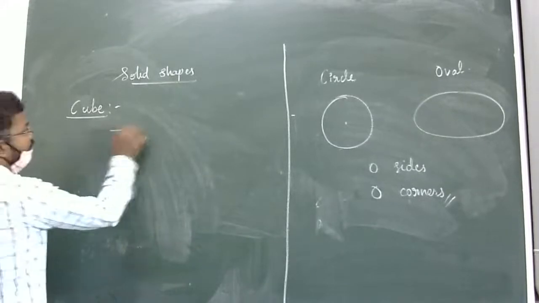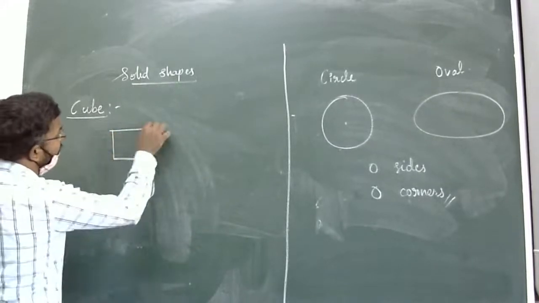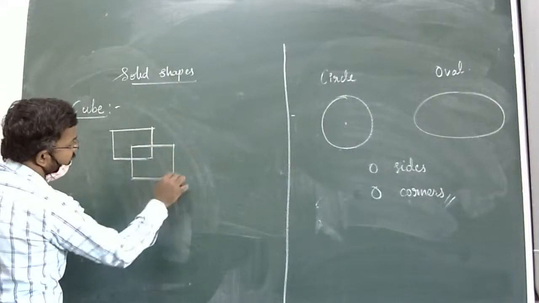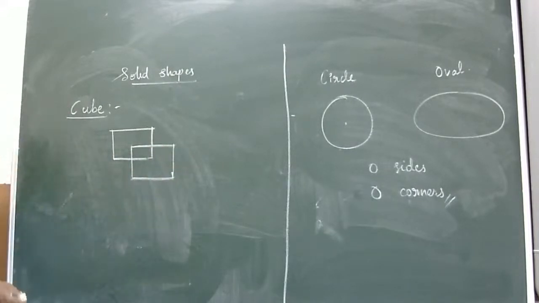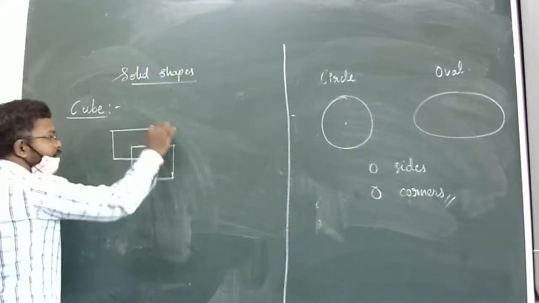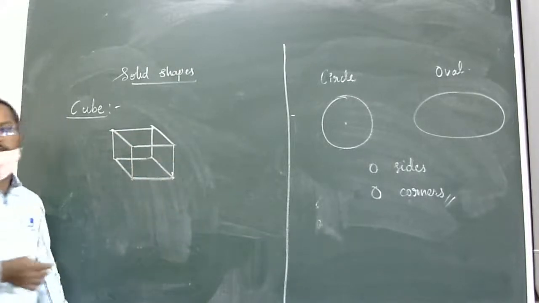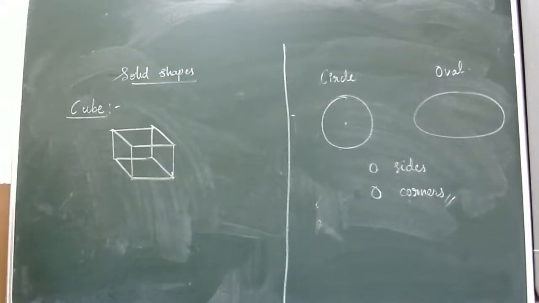For that, you have to draw two squares. ऐसे दो स्क्वायर्स बनाना है, एक के अंदर एक, ठीक है? एक ऊपर और एक नीचे. Then just join these corners. एक corners को आपको join करना है. So you are going to get a cube.